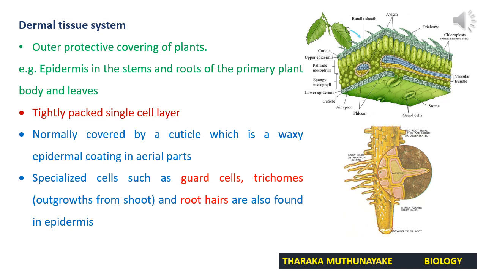And root hairs, look at the root hairs in the diagram given at the right bottom corner. Look at it carefully. A root hair is a unicellular cytoplasmic process. It is a cytoplasmic process which extends into the soil from those epidermal cells. The root hairs increase the surface area of absorption of water and minerals from soil solution.